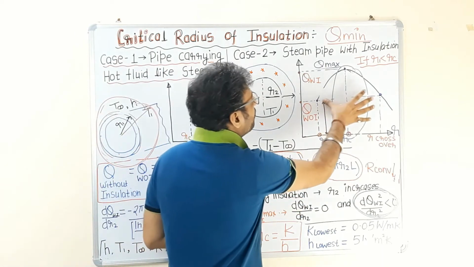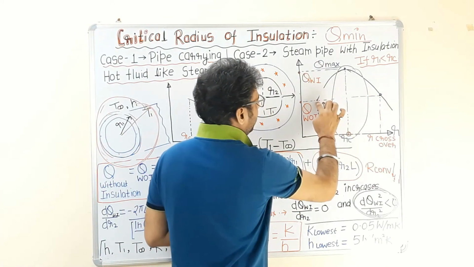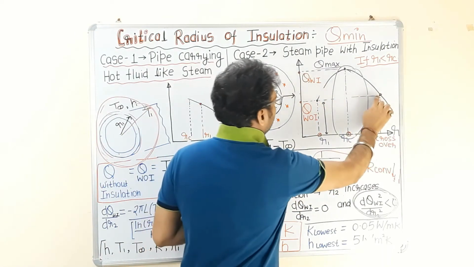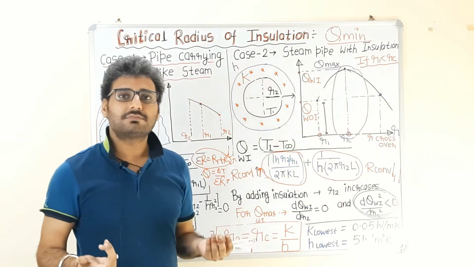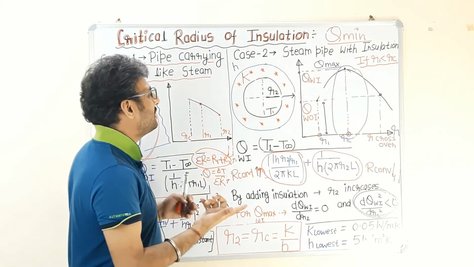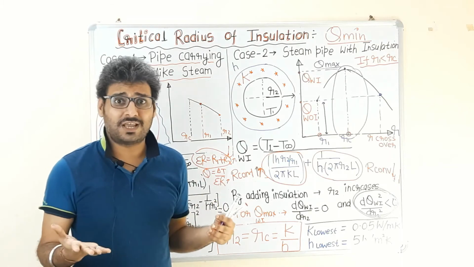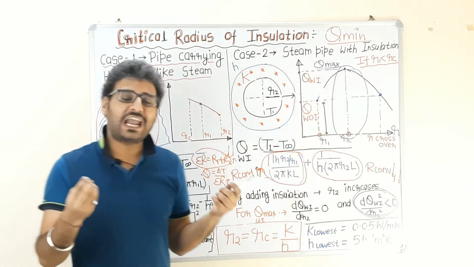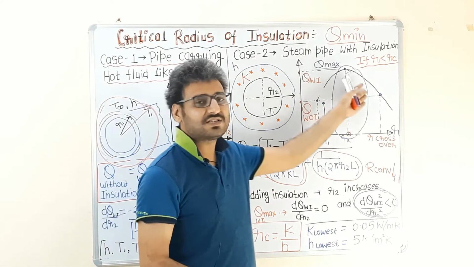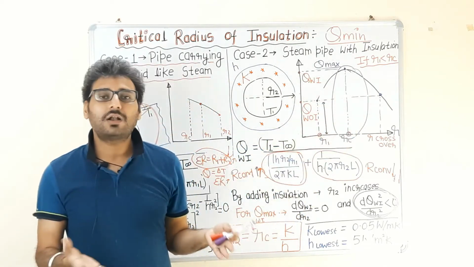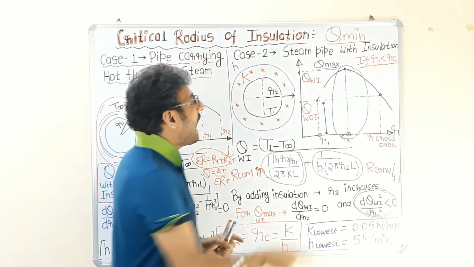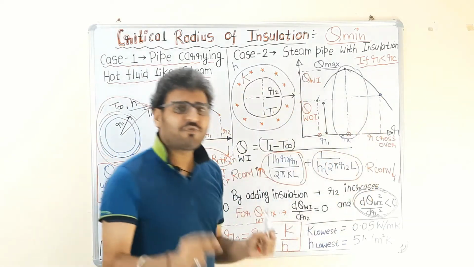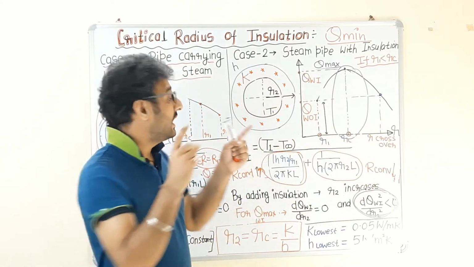Now consider these 2 points. For this point and this point, before insulation and after insulation, the heat transfer rate is the same. It means we have not gained any benefit. We have added insulation, but the heat transfer rate is not altered. So R crossover is a very important parameter.